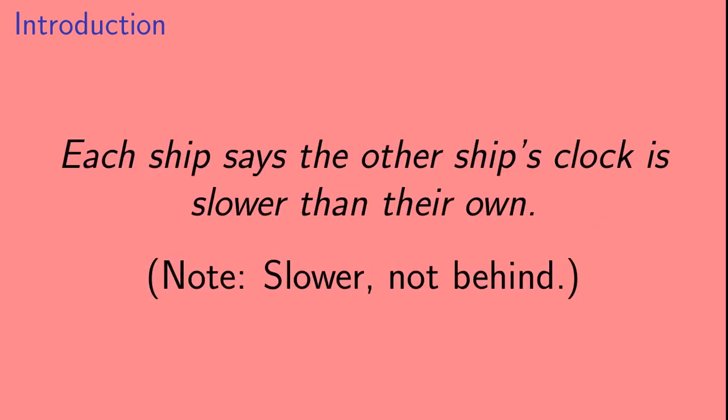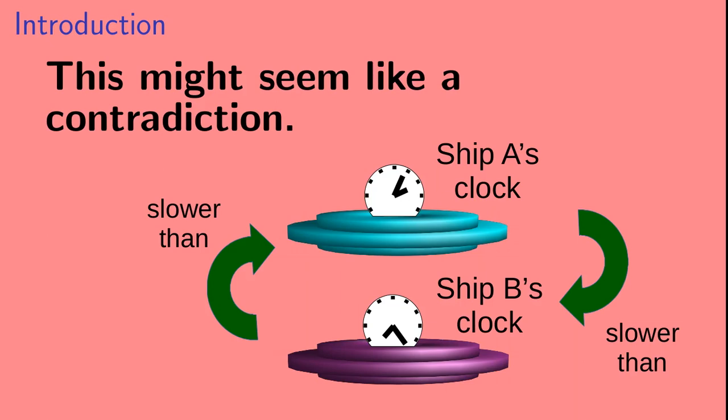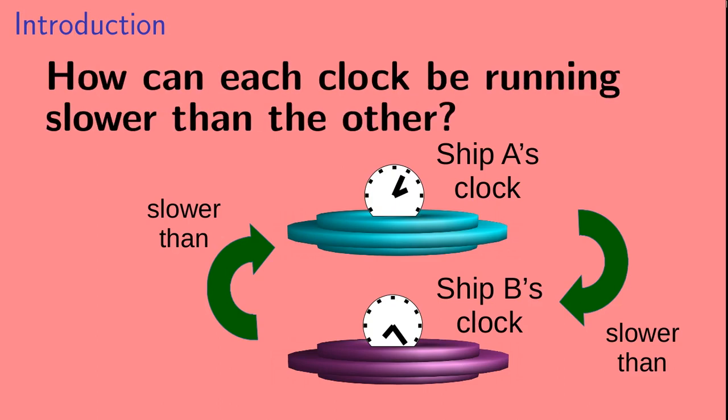So each ship says that the other ship's clock is slower than their own. And note here that we mean slower, not behind. They measure the rate of the ticking of the clock on the other ship and conclude that it is ticking more slowly than their own clock is. Now, this might seem like a contradiction. After all, how can ship A's clock be running more slowly than ship B's clock, while ship B's clock is also running more slowly than ship A's clock?